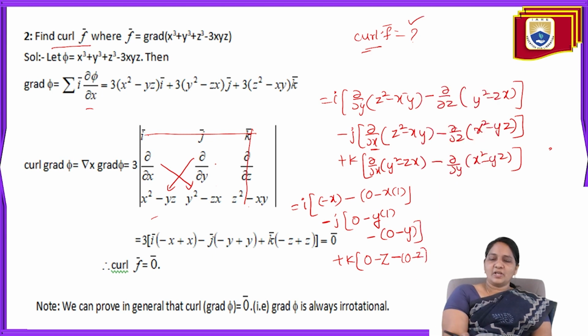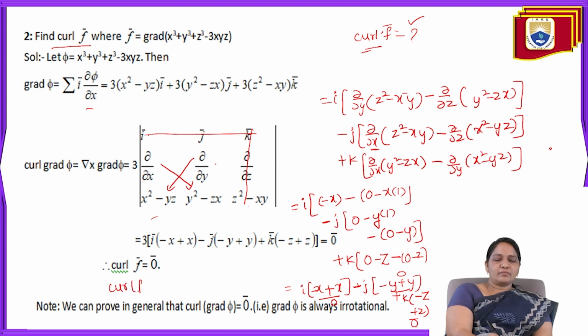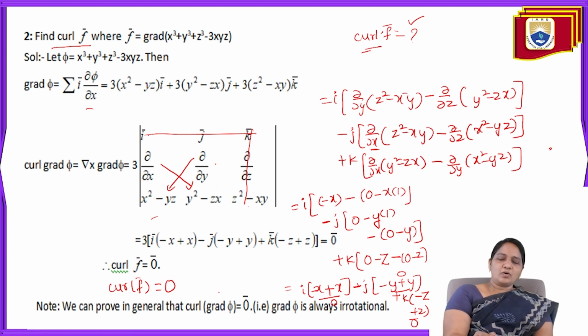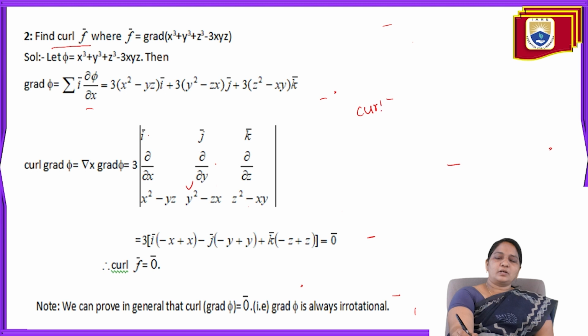So now, finally, I got here i into minus x plus x, plus minus j into minus y plus y, here plus k into minus z plus z. So finally x minus x is 0, y minus y is 0, z minus z is 0. So curl F bar value is 0. So that means curl of grad pi equal to 0.